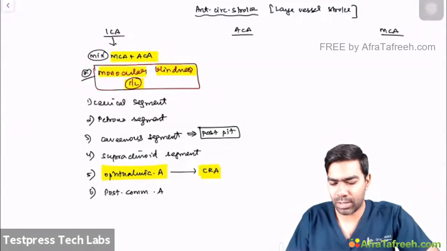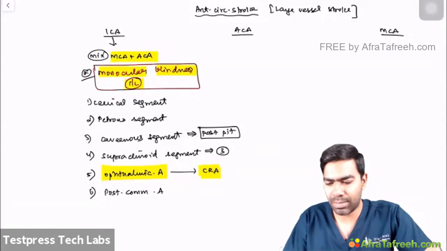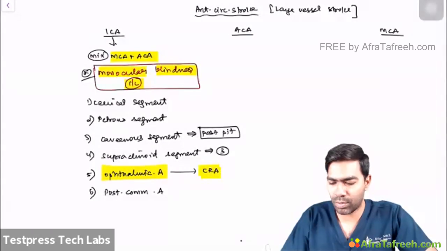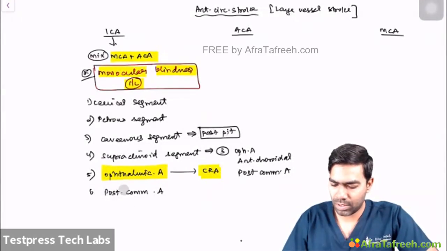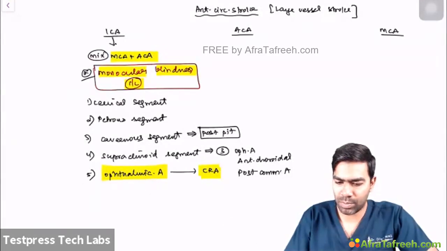And the supraclinoid segment gives rise to basically 3 branches. If you want to know what are the 3 branches that the supraclinoid segment is going to give, one is the ophthalmic artery, of course. So you can remember that is going to come from the ophthalmic artery. And of course, it's going to be the anterior choroidal artery. And the third one is the posterior communicating artery. So which means I missed one thing. That is the anterior choroidal artery I missed, I think, here. So before the posterior communicating, there should be the anterior choroidal.